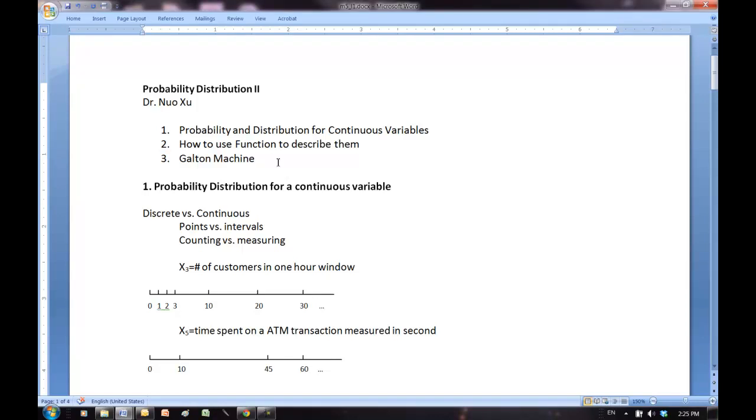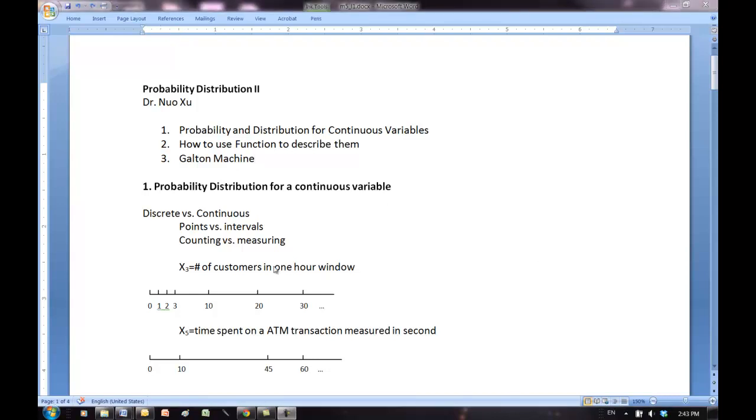We will continue in this lecture the discussion of probability distribution, and we'll focus on the definition of probability and distribution for continuous variables, and we'll show how we can use functions to describe them. We'll introduce this concept called the Galton machine and use it to illustrate how different distributions are related to one another.